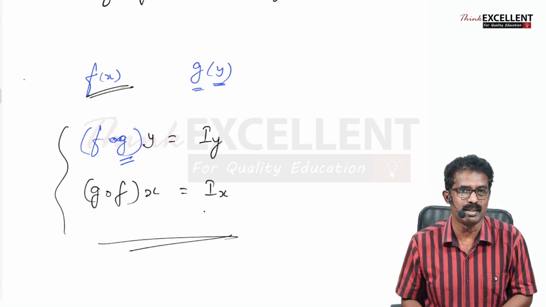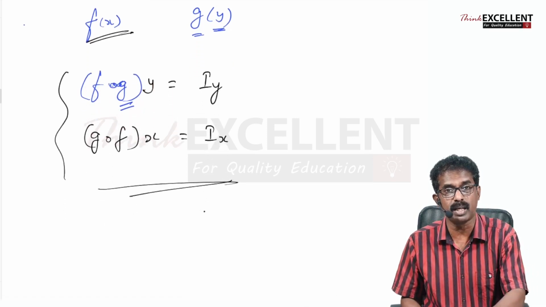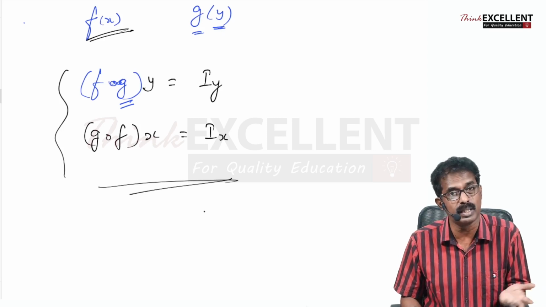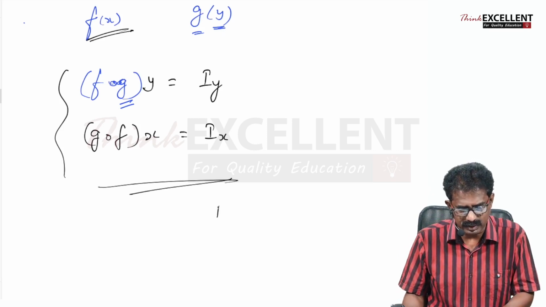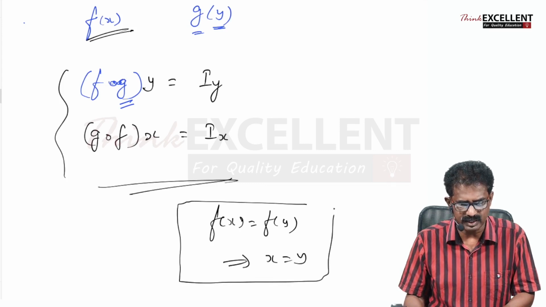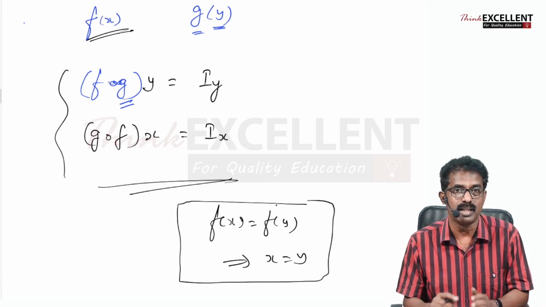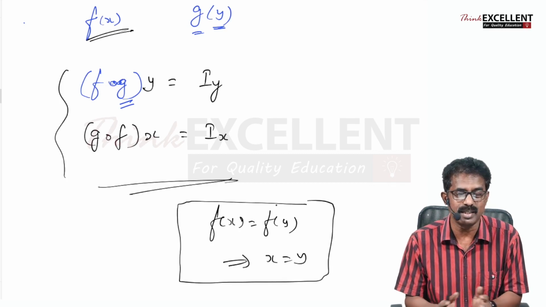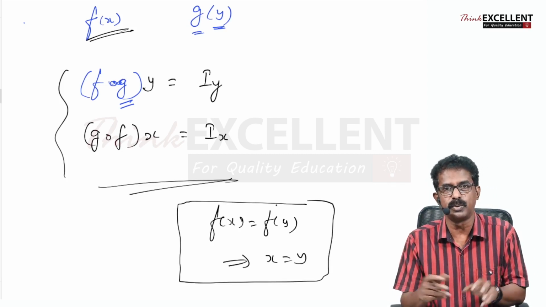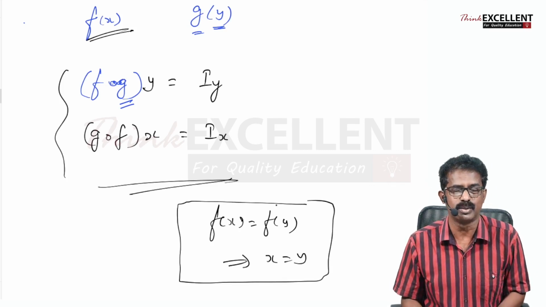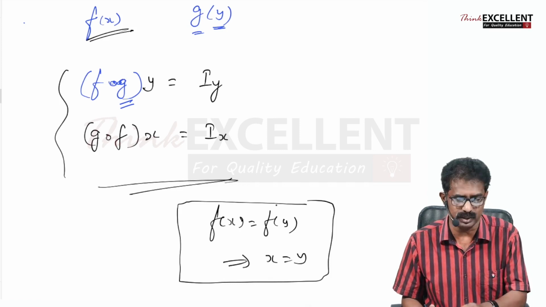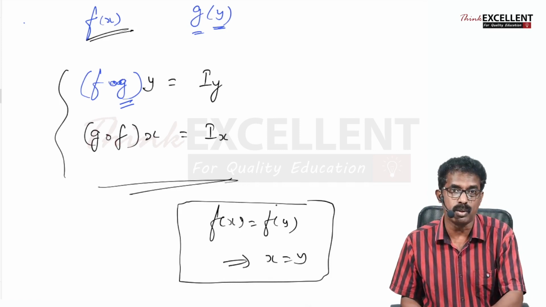This is one method. But for bijection, to prove one-one and onto, we have a different method. How can you prove one-one? F of x equal to f of y implies x equal to y. Then you say, yes, the given function is a one-one function. Onto, the range and codomain are equal, right? So like that also you can prove. Once you prove that too, you say, yes, it is a bijection. So there are different methods. I'll try to teach both the methods, but this method is more useful.